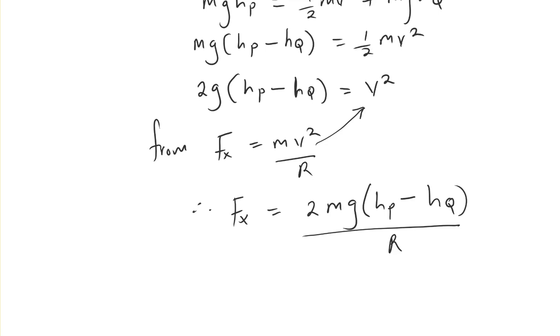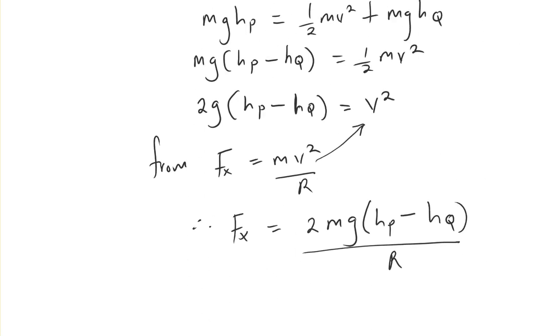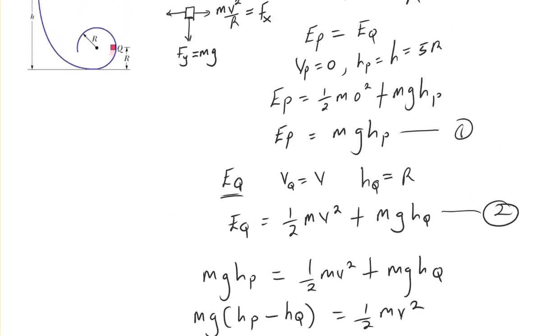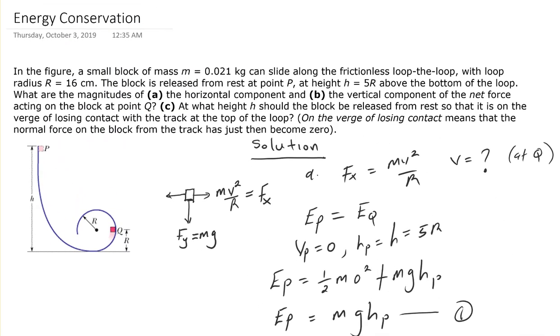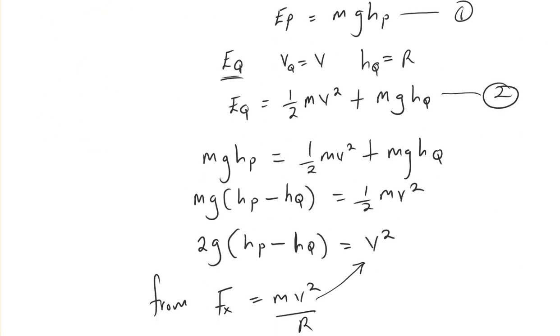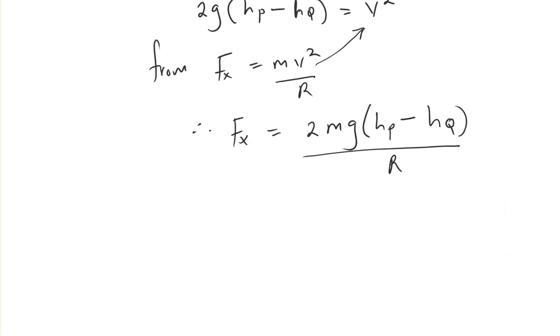Now we can plug in values. I solved it this way, so we have a generic expression where we can just plug in values. So going back, we have that r is 16 centimeters. Well, before doing that, HP was given as 5r.